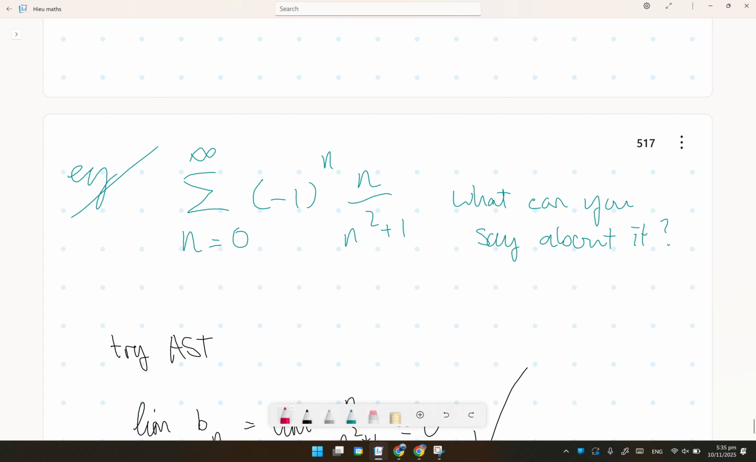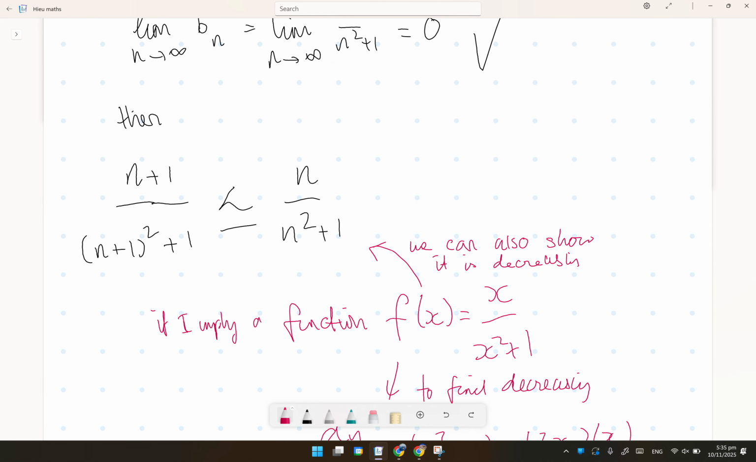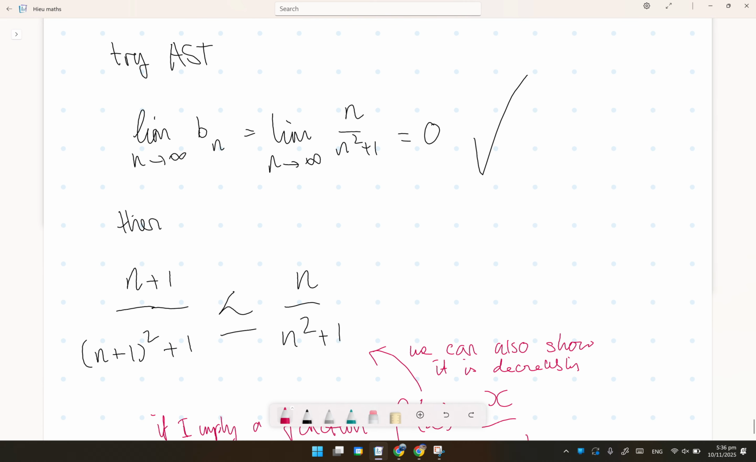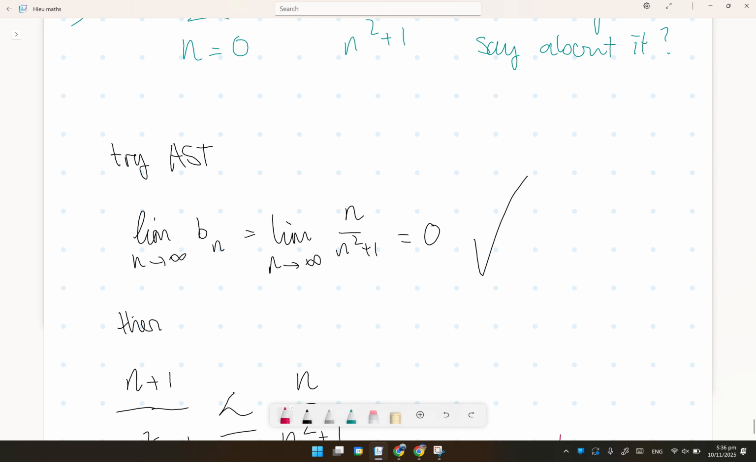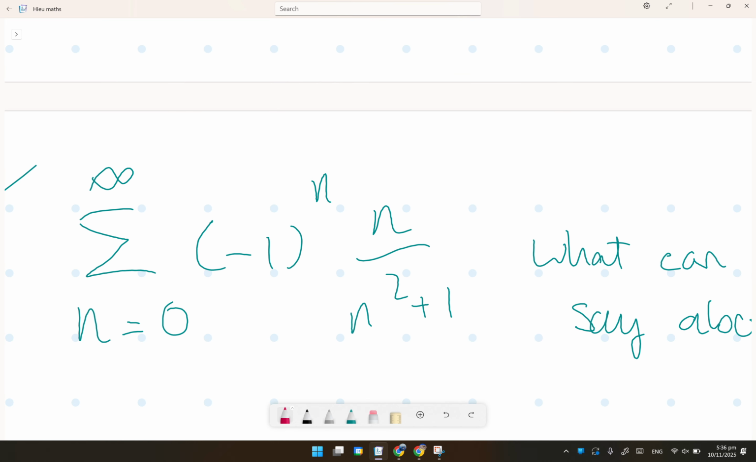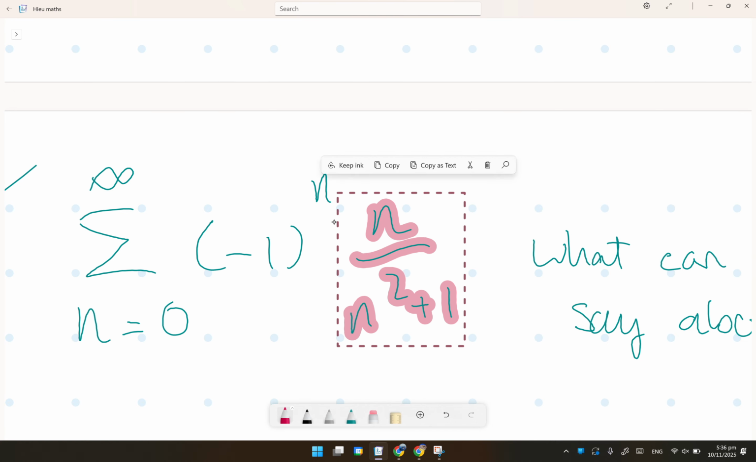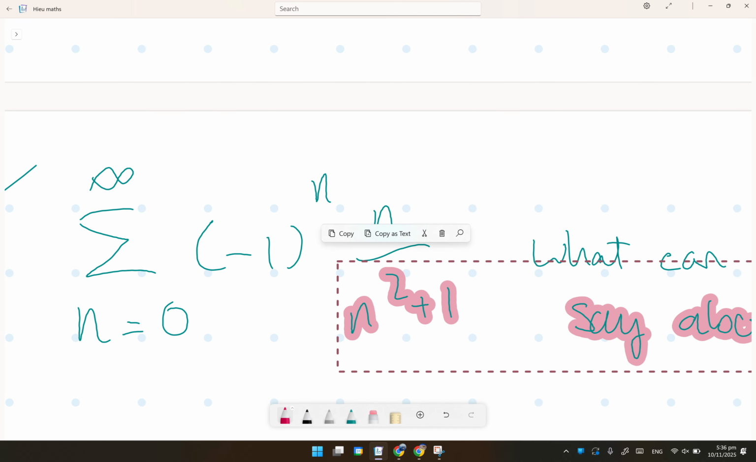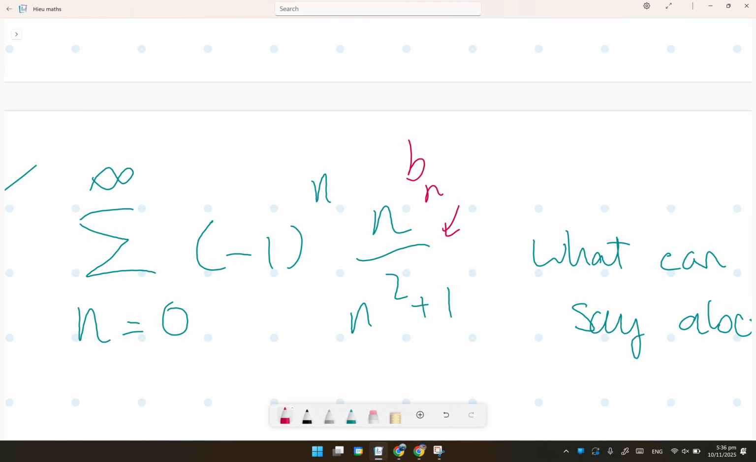Again, this is the same thing with AST. We're just doing some stuff to it, like taking the limits, and then checking if something is larger than something else. I want to show you a quick trick though. So let's do this. It's the sum to infinity of n over n squared plus 1. That's the sequence that we really care about. That's bn.